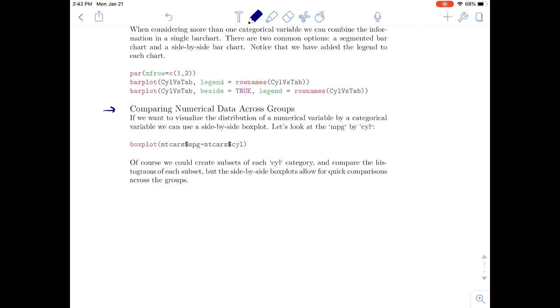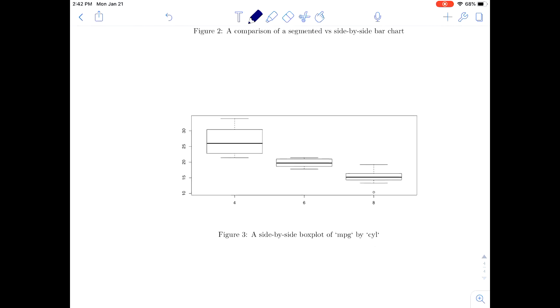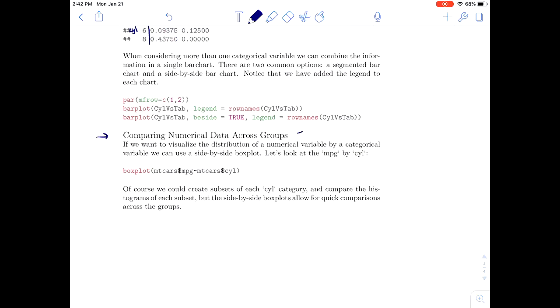Or what we tend to do is make side-by-side box plots. We looked at how to make a box plot last day. Side-by-side box plots are just exactly as the name says, side-by-side box plots. So it breaks up your numerical data by some category. And here, I'll just make a note. Across groups, remember, means we have a categorical variable. So this is where we combine a numerical variable and a categorical variable.